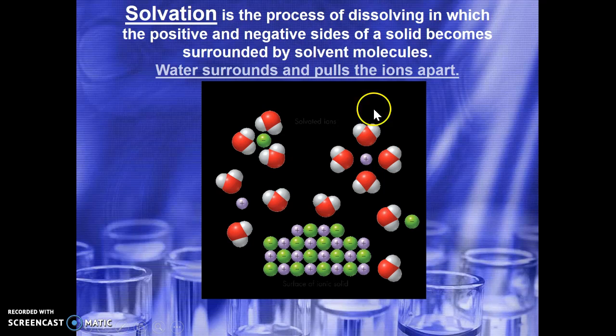So that is essentially how ionic solids dissolve in water. So water essentially surrounds and pulls the individual ions, the cation and the anion, apart. And of course, the hydrogen part of water is always attracted to the negative, the anion in the ionic compound, and the oxygen side of water, because it's slightly negative, is attracted to the cation.